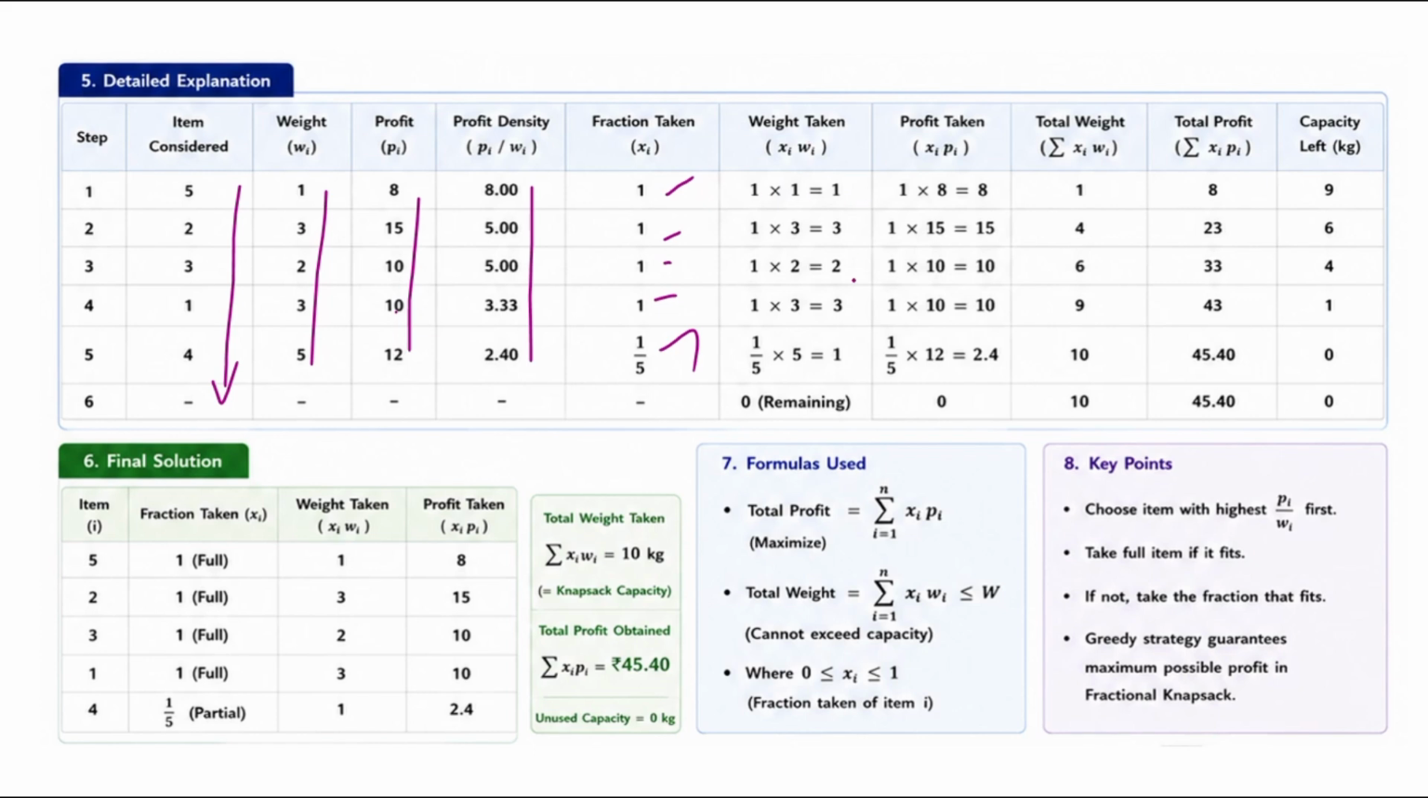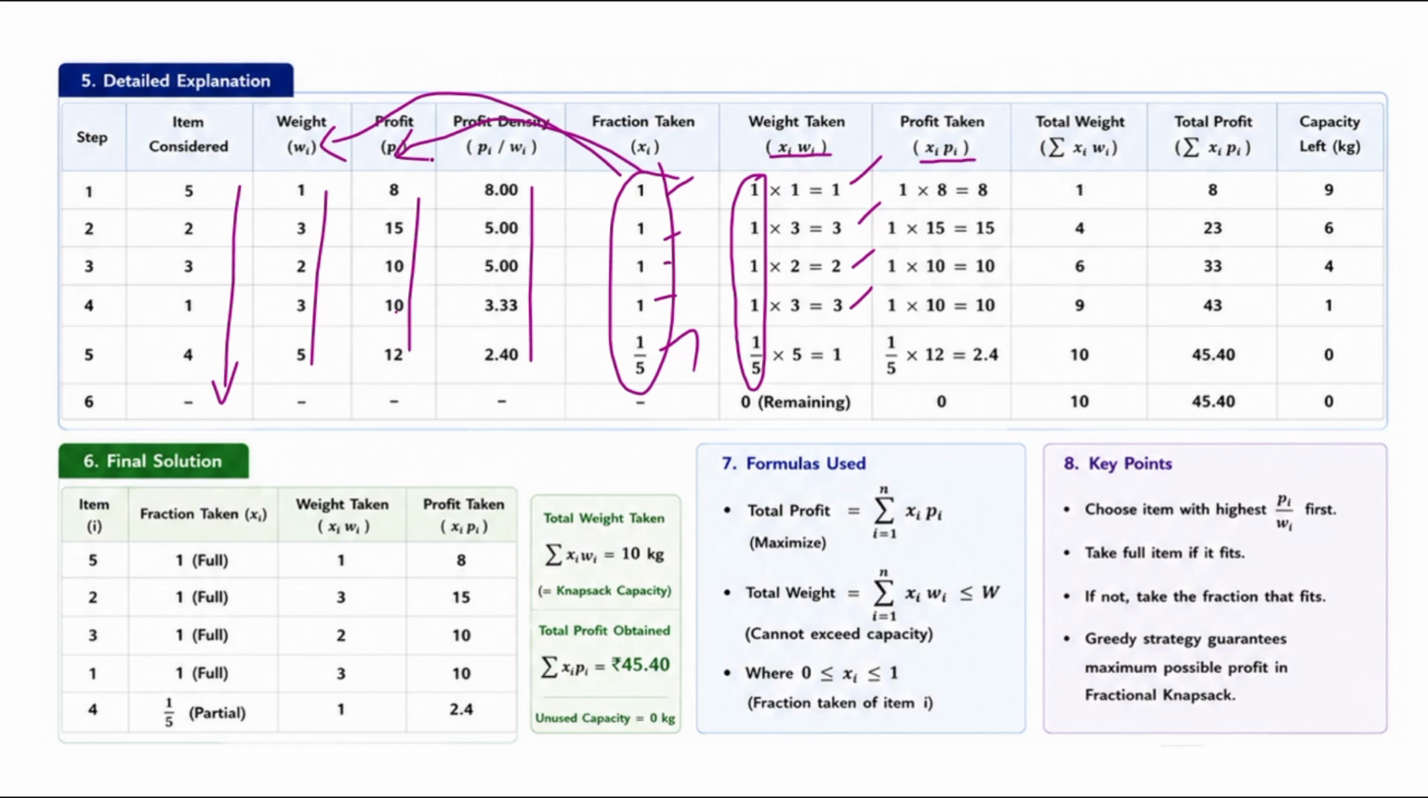Then find the total weight. There are no changes in the items, right? These are the fractions taken, the xi value. Weight taken means xi into wi, the particular weight. So 1 into 1, using this formula. Xi into pi means profit taken. We multiply xi with wi to get the weight taken, and xi with pi to get the profit taken. Okay, these are the actual values. Then for total weight and total profit, we add all these values and find the total here.